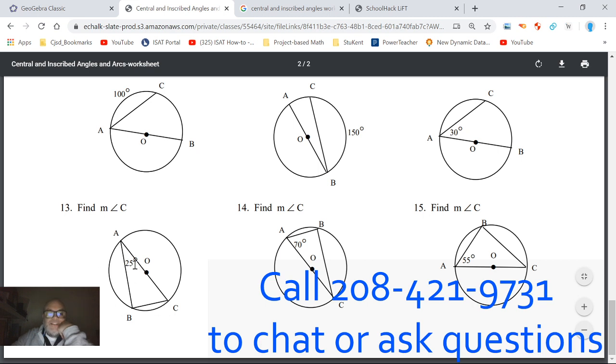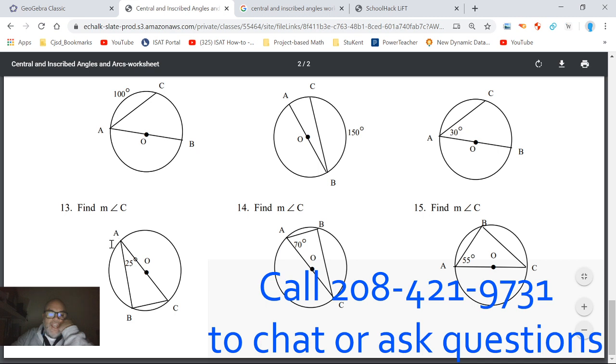Well, let's think about it. This inscribed angle A is 25. Then this arc right here would be twice as big, which would be 50. So this is a 50-degree arc, arc BC, right? So then what would that mean this has to be? Well, the whole thing was 180. This is 50. So this part is 180 minus the 50. So this is 130.